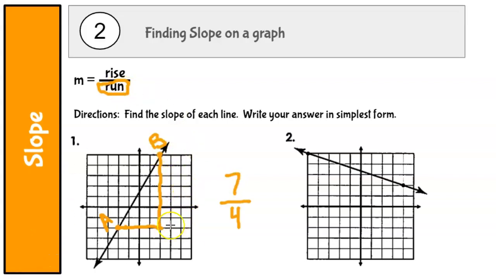That's my rise, that's my vertical change, so I'm going up 7 over 4. So M equals 7 over 4. That's my answer, and it's simplified. That's as simple as it gets.